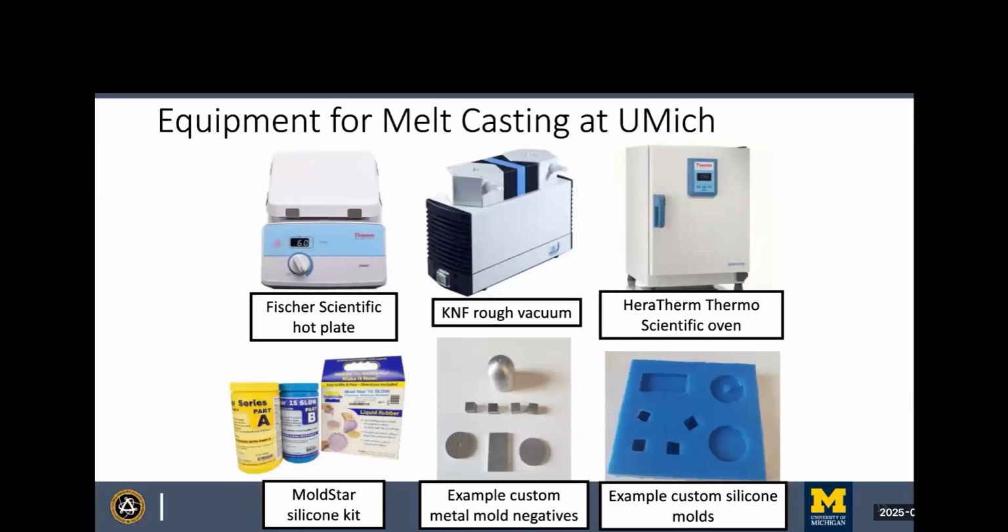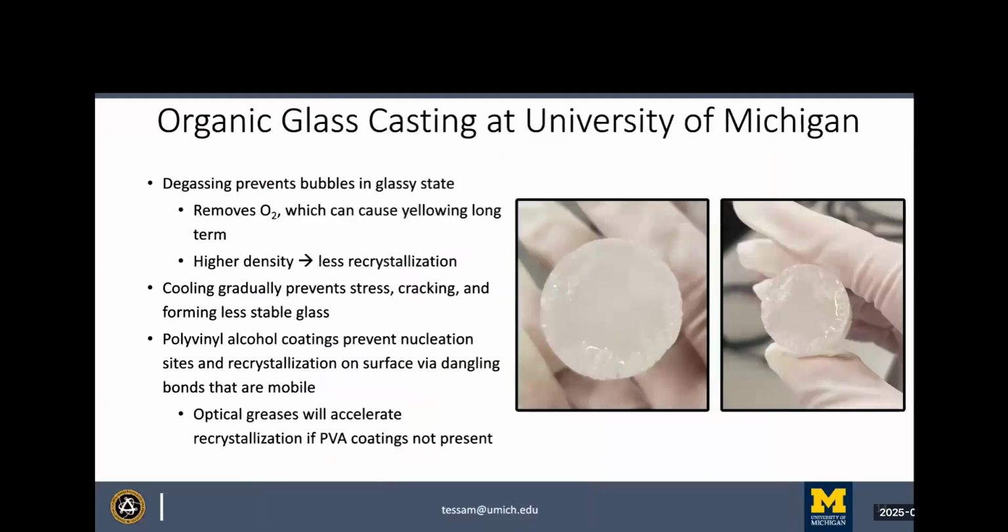Just to show off some of our equipment, it's pretty simple, really. We've got a hot plate, a rough vacuum, a scientific oven, and a mold kit. You can see an example of a cast mold over there on the bottom right, which we would pour the glass in. And we use the mold negatives in the mold making tray to model the shapes that we want.